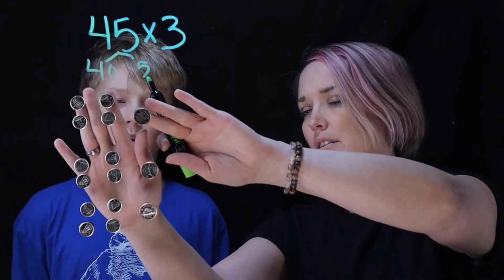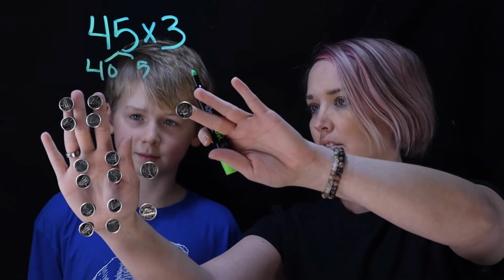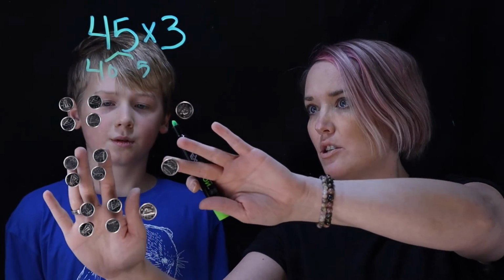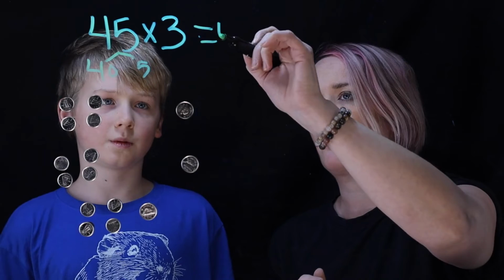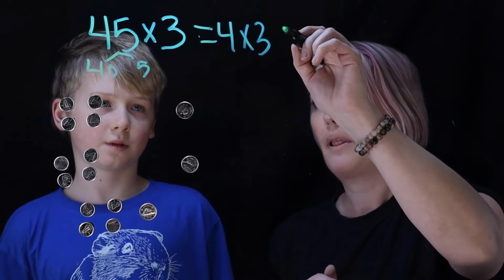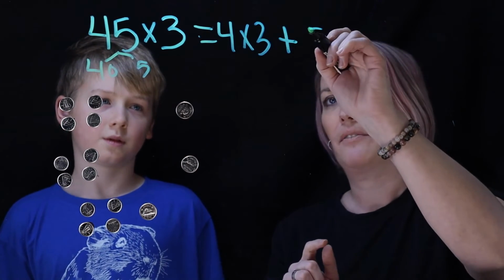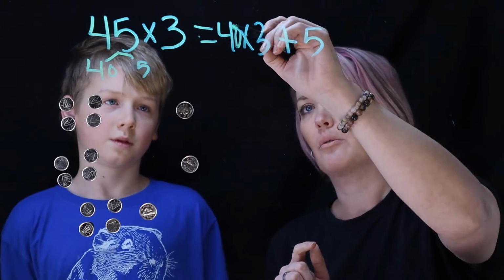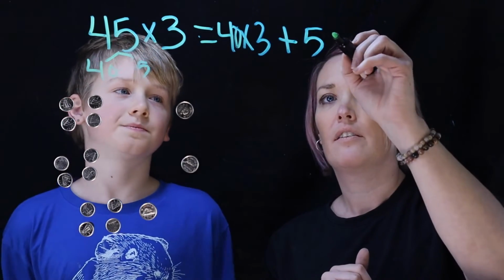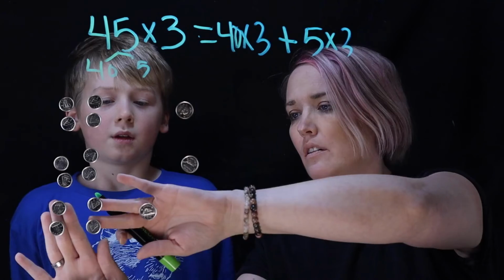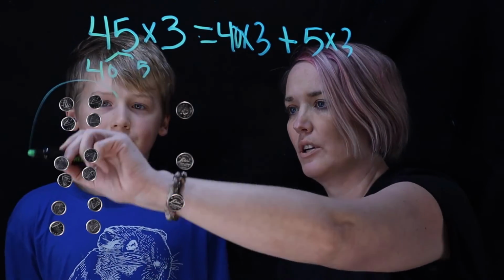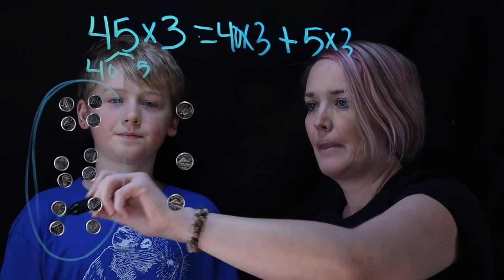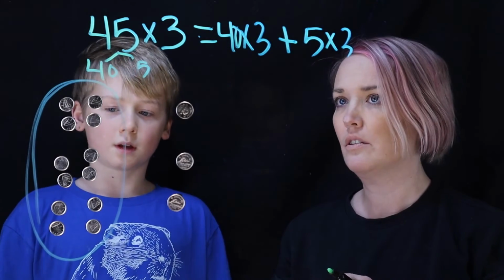So basically, here's your 45, and you're going to do it. Okay, so let's do that for each one first. And that means you're looking at 40 times 3 plus 5 times 3. Oh, there's another, right? Yeah, so here's our 40 times 3. And how much did you say that was?